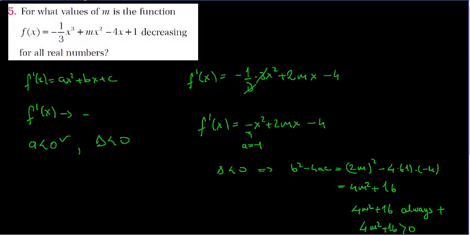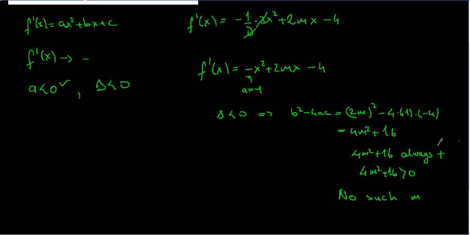so there is no such m for which the function is decreasing. So this function cannot decrease because there is no such m. It will maybe sometimes be increasing, sometimes decreasing, but it will never be always decreasing.